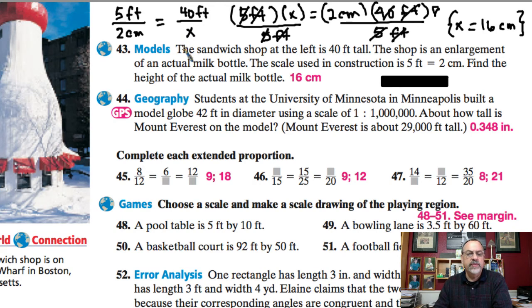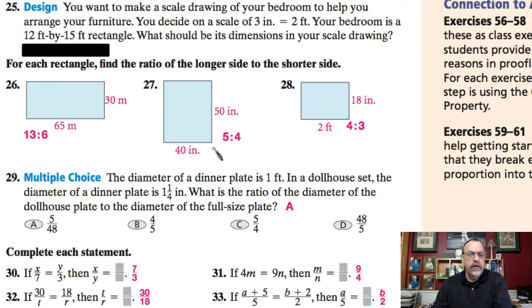All right, so let me do one other example here of a problem that I'll expect you to be able to do. As we look at number 25, we're asked to make a scale drawing of the bedroom to help arrange the furniture. We're going to use a scale that 3 inches is equal to 2 feet. Your bedroom is a 12 by 15 rectangle. What dimensions should your scale drawing be, or what should be the dimensions in your drawing?